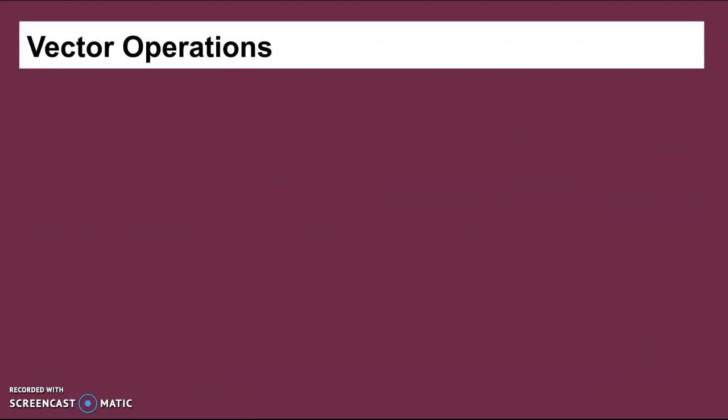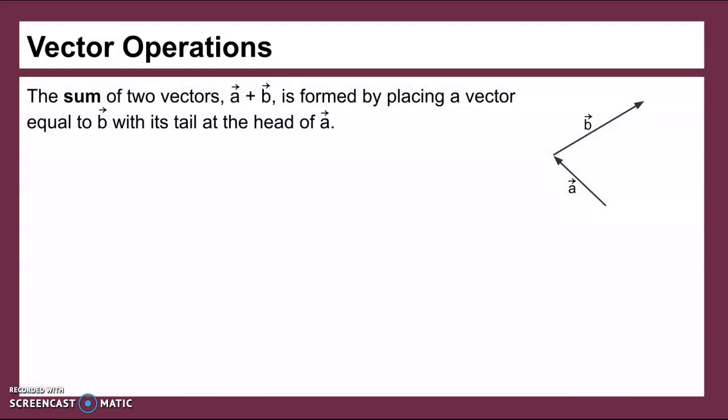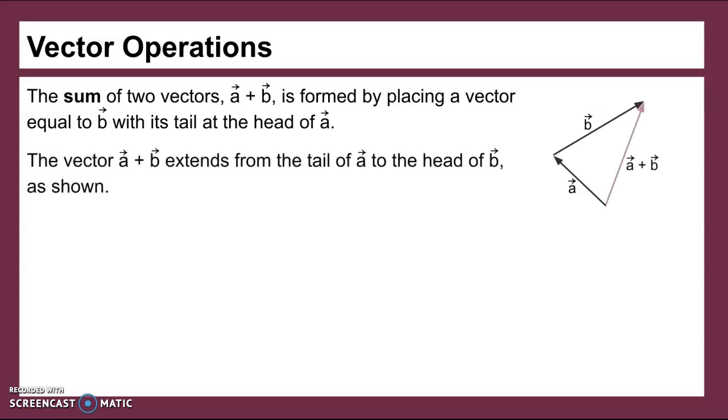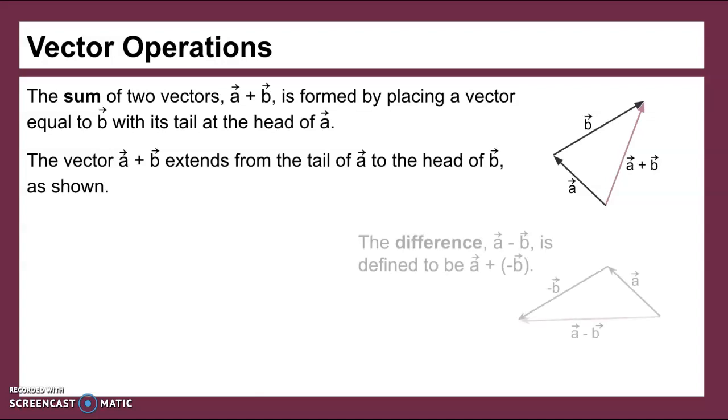We can do operations with vectors, and one of the things we can do is add them. The sum of two vectors, which I'll call A and B in this example, is formed by placing a vector equal to B with its tail at the head of vector A. The vector A plus B extends from the tail of A to the head of B as shown. In other words, it starts at the very first starting place and it ends at the end of the trail that A and B take together.